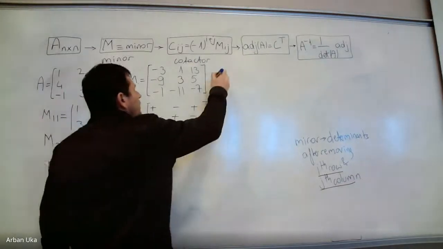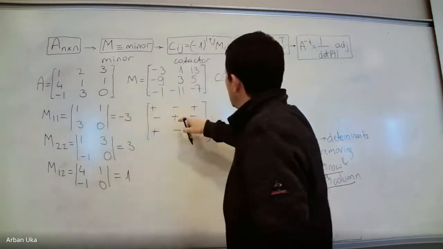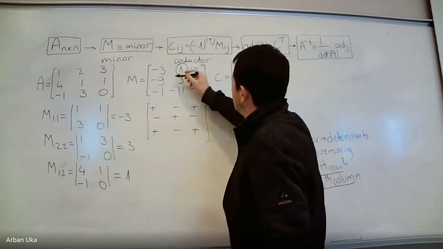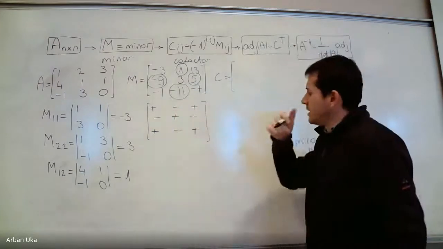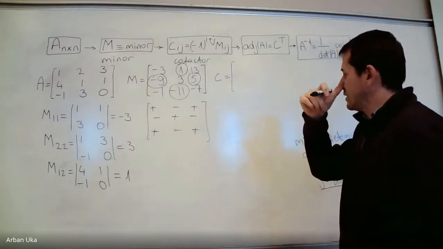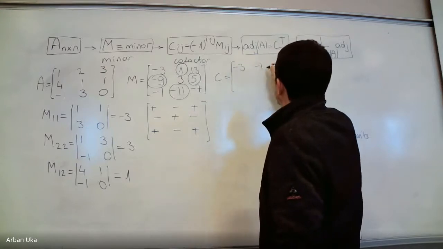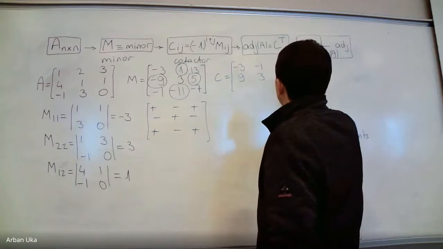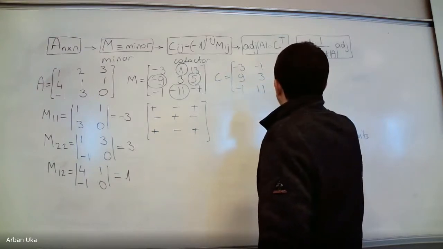So here we define the cofactor matrix, which is going to be the following. It looks like we are going to change the signs here, here, and here, because these are the only minus ones. So this is going to be minus 3, minus 1, 13, 9, 3, 5, 11, minus 1, minus 7.